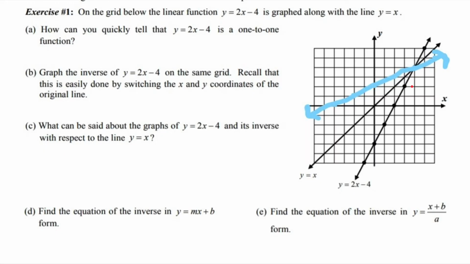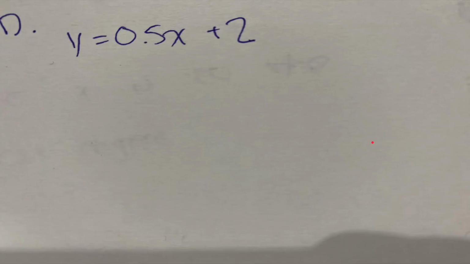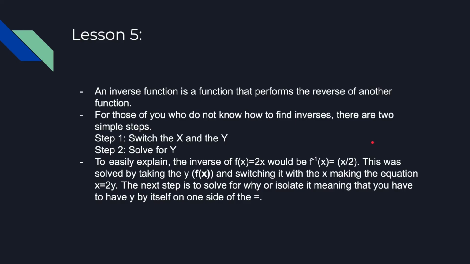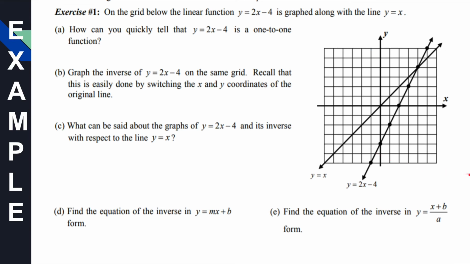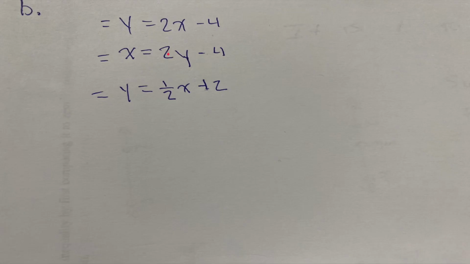Part D is really simple. It says, find the equation of the inverse of y equals mx plus b form. And here it is. For this question, this is really, really simple. When we go back to this step for part B, instead of simplifying it to this, we just add the step here. So it would equal x equals 2y minus 4 over 2.